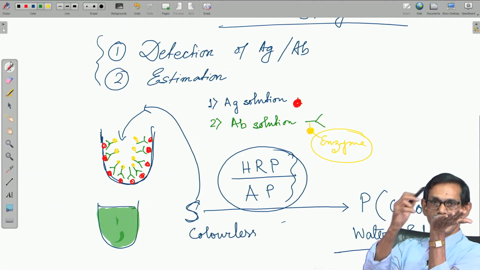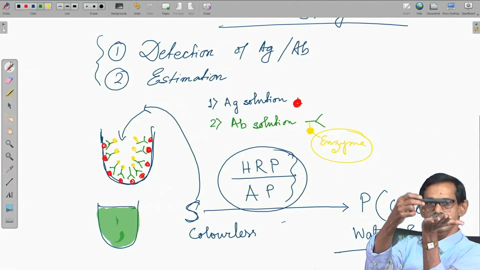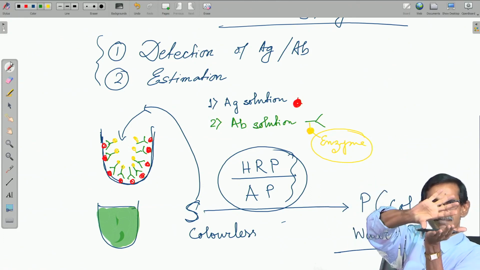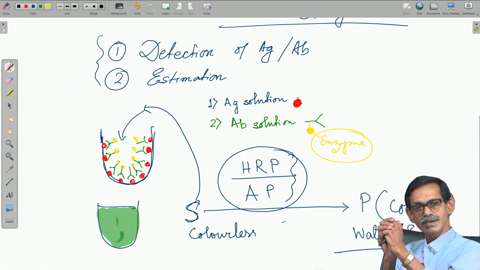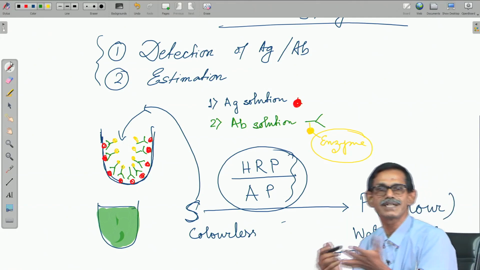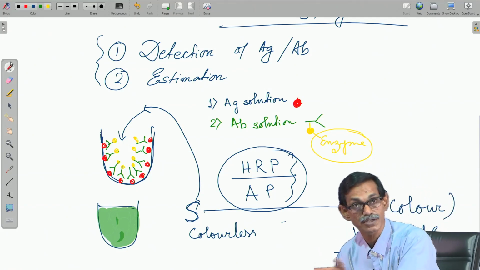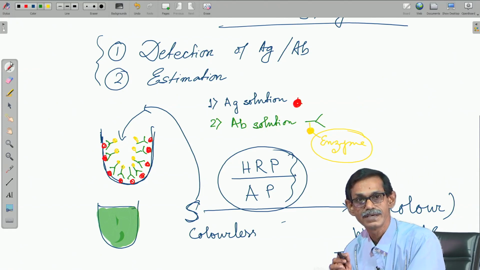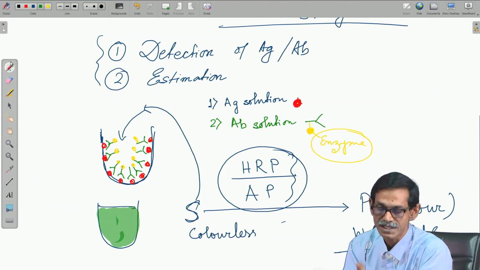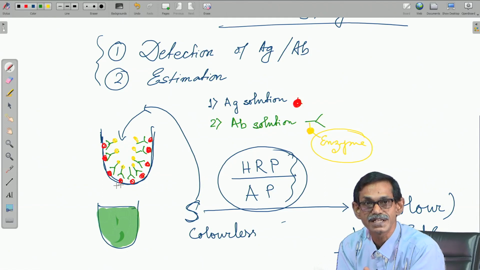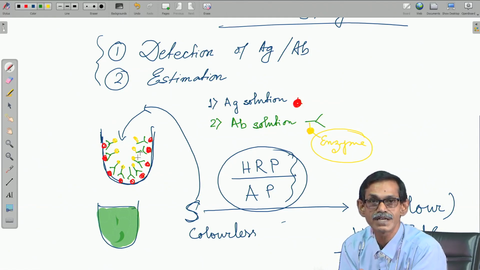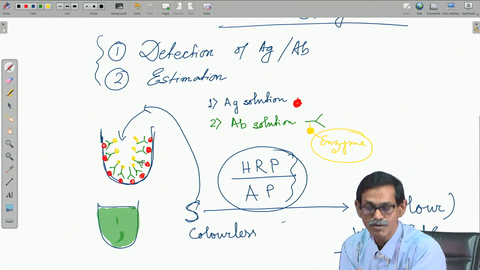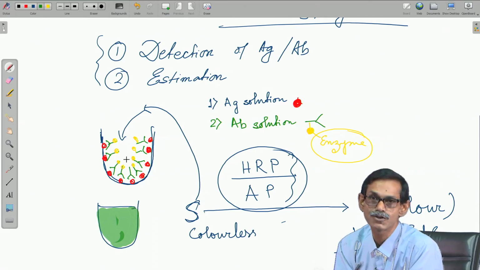So, you immobilize the antigen, then you add your serum, and the serum contains antibody which is attached with enzyme, and then if you add the substrate, it will give color, and a colored solution because it is water soluble. Okay. Now, the question is, if there is no antigen, no antibody will bind. If no antibody, no enzyme is there, no color.